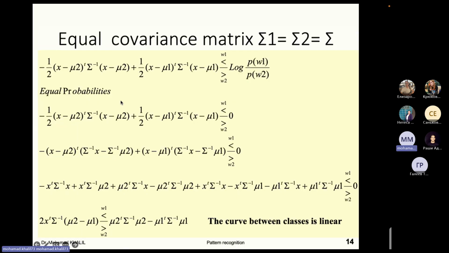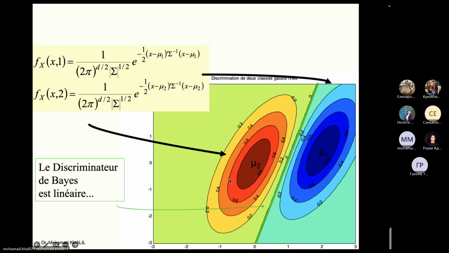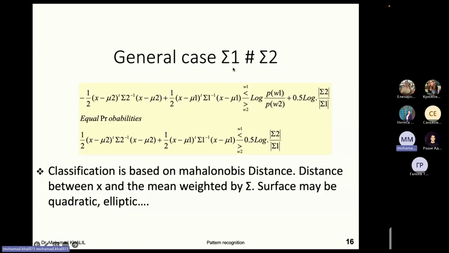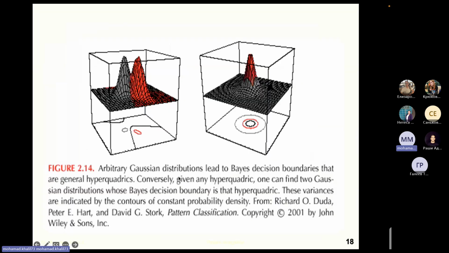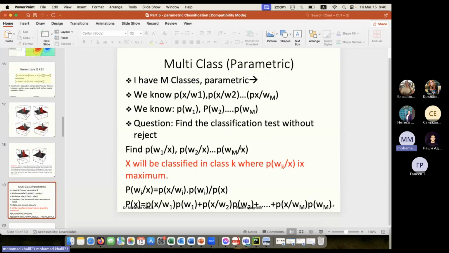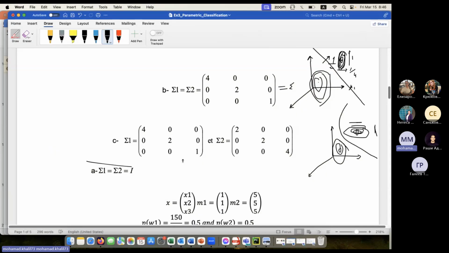Also, if sigma 1 equals sigma 2 equals I, we will obtain a linear interface like that between the data. And when sigma 1 and sigma 2 are different, we will have different kinds of surfaces like that, or like that, or like that. So this is what we want to do today, but using numerical application.